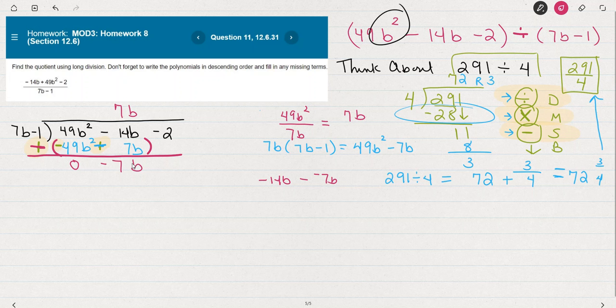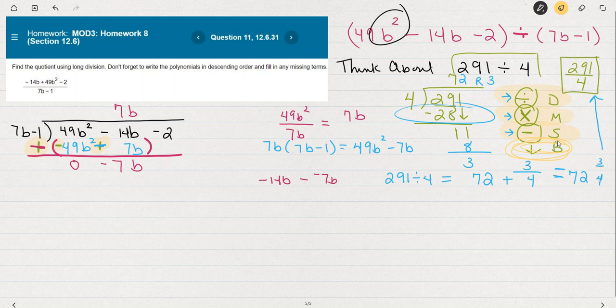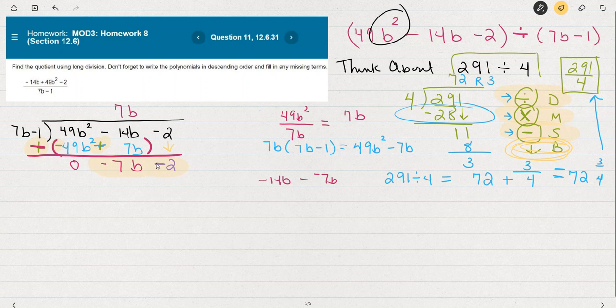And now we're ready to start all over again because we're here at this step, bring down. What am I going to bring down? I'm going to bring down the minus or negative 2. Make sure you're bringing it down as a negative. So negative 2 comes down. And I'm going to start the process all over. I've got this negative 7b minus 2 divided by 7b minus 1.